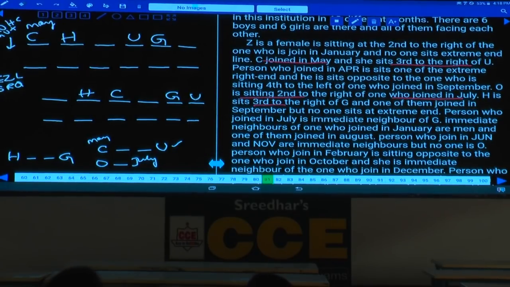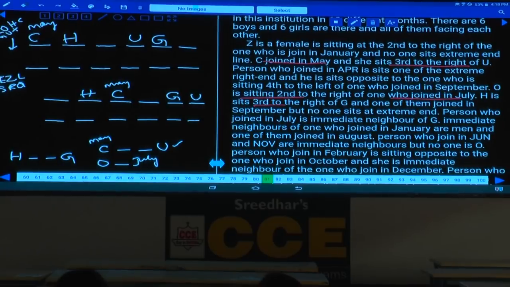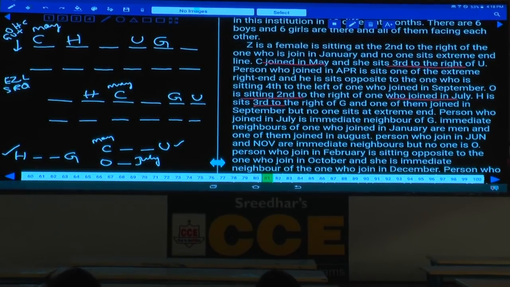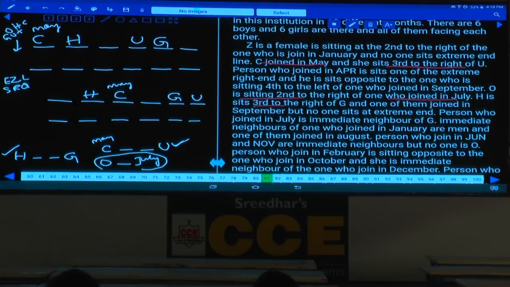And C joined in the month of May. C, who joined in May, sits third to the right. Now we have taken this information, and this is what is left over. What is left over here? O sits second to the right of the person who joined in July. In this case, O must be at this place only, because O cannot be at this extreme. Hence, as O is here, the person who joined in July must be G. Isn't it?